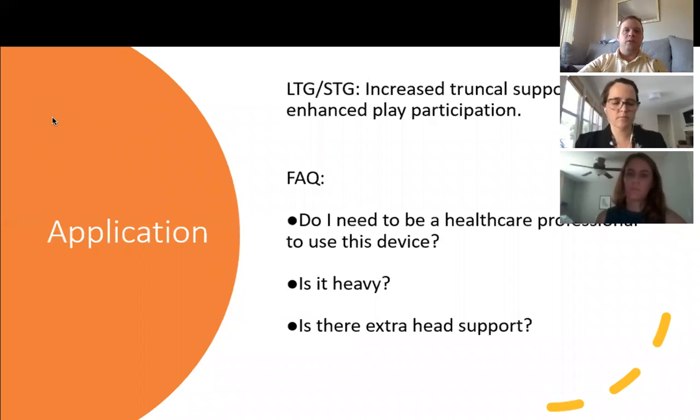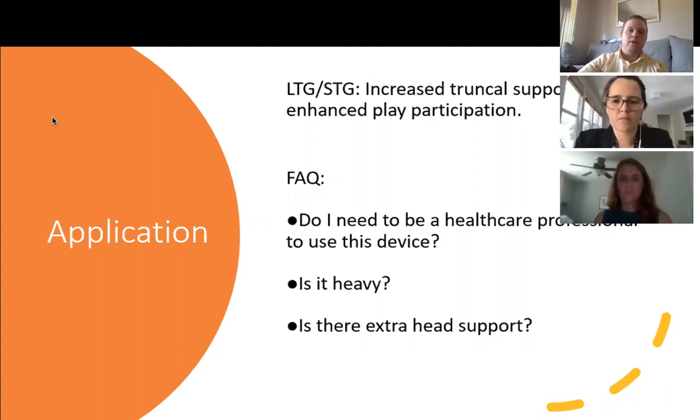We ran into some frequently asked questions when showing our design to other people. Do you need to be a healthcare professional to use this device? No, it's very easy to set up, and there's no specific intervention that requires a level of clinical skill. Is it heavy? No, it's made out of plastic that's resistant to dropping and weather, but while not making it heavy, it's easy to fit in a car.